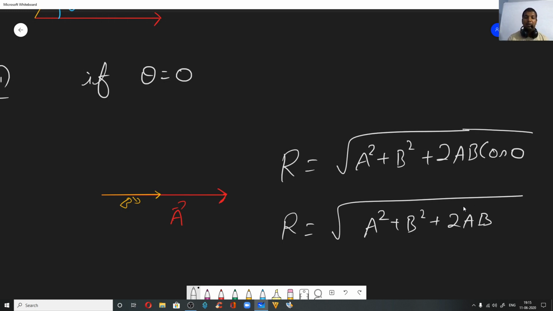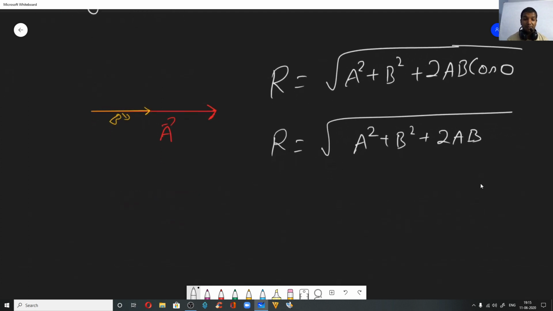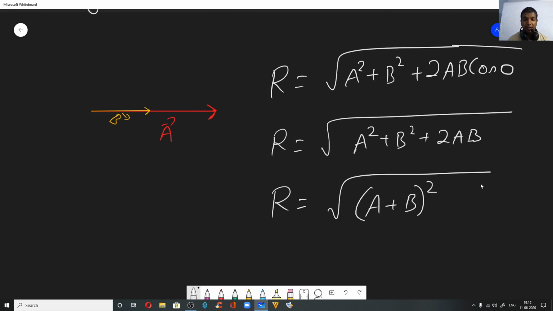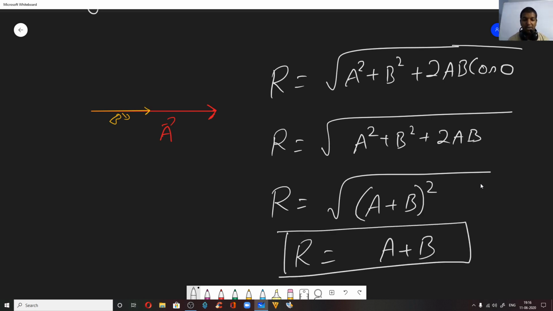Now you are familiar with this expression, what is present inside the root, correct? A square plus B square plus 2AB is actually A plus B the whole square. Now what is the root of A plus B whole square? You will get simply A plus B, correct? This formula is mainly used just for magnitude. What it tells us is that the resultant in this particular case, if theta is equal to 0, is the algebraic sum of the magnitudes of A and B.